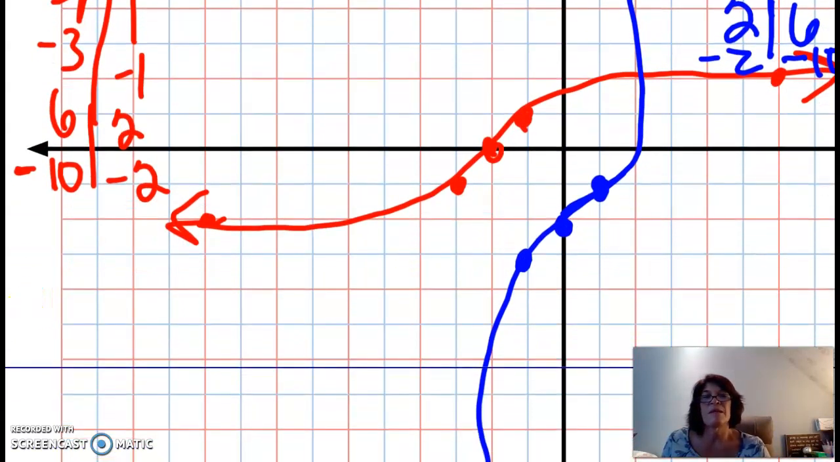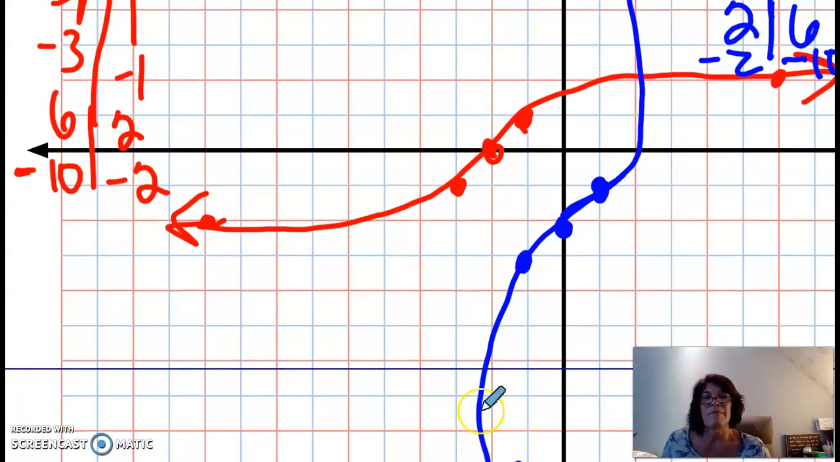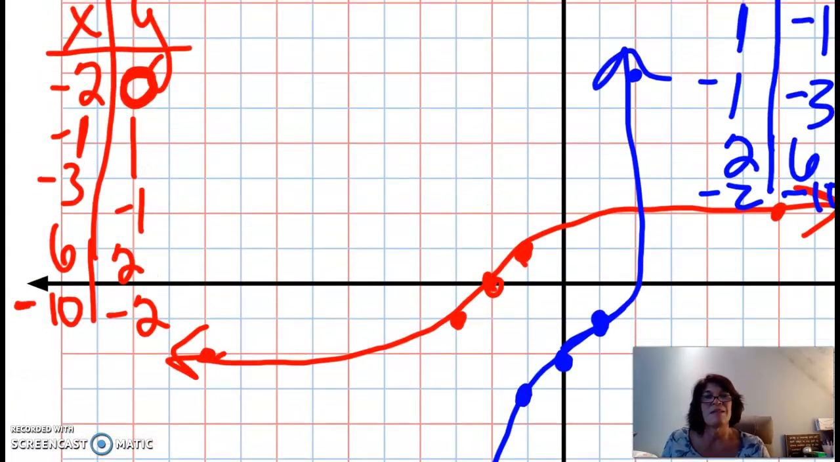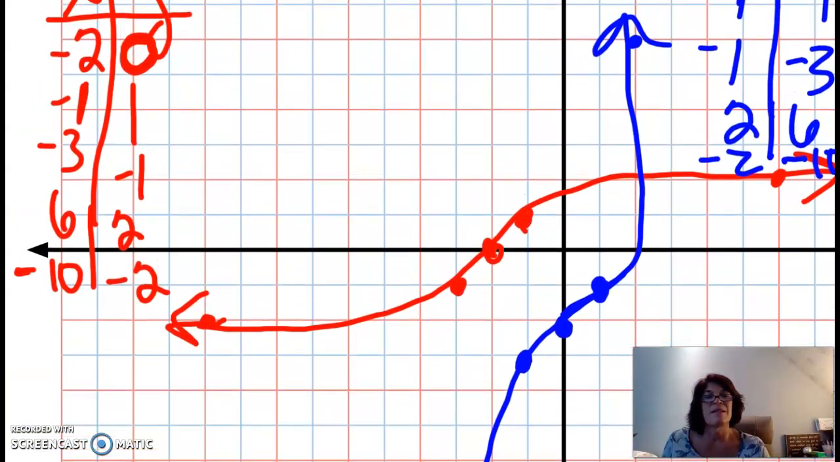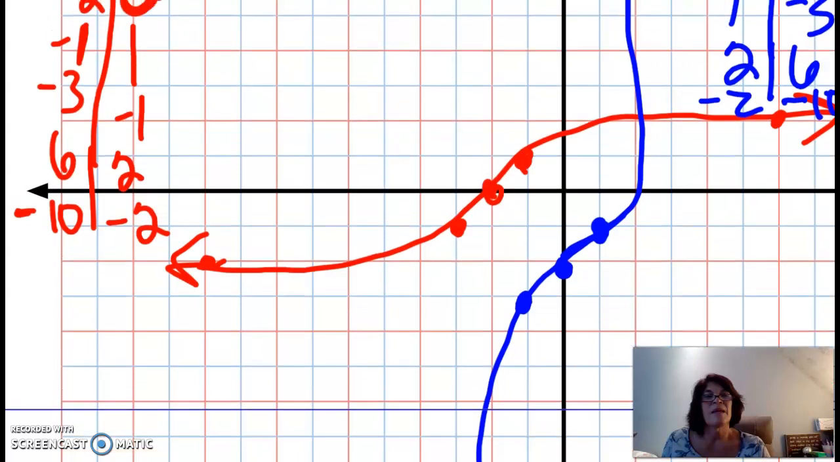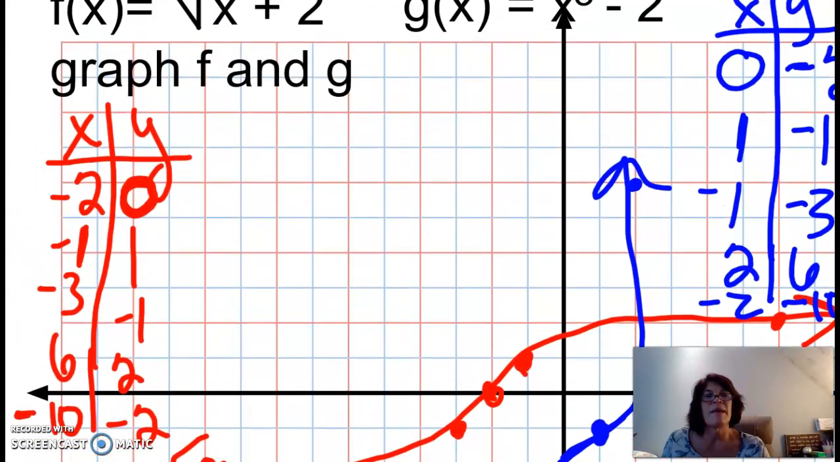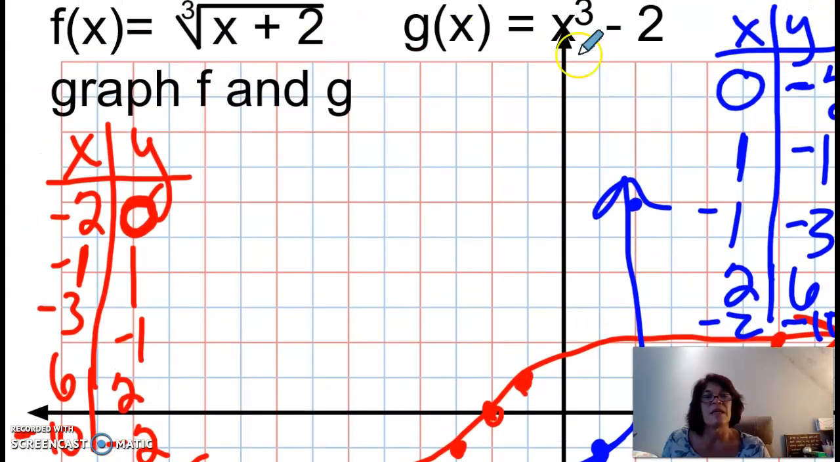Okay, now, isn't that kind of cool? Isn't that like symmetrical kind of thing happening? You see it? I'm sorry that you can't see the whole graph on the screen, but see that? Isn't that neat? Inverse functions are symmetrical about the line y equals x.